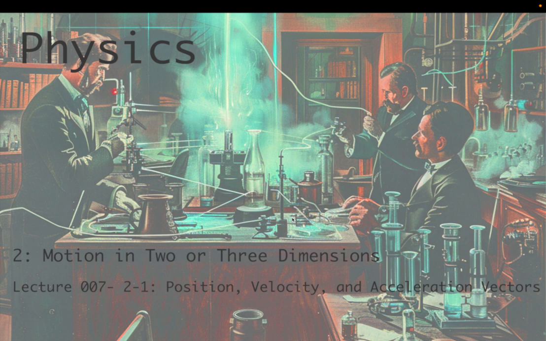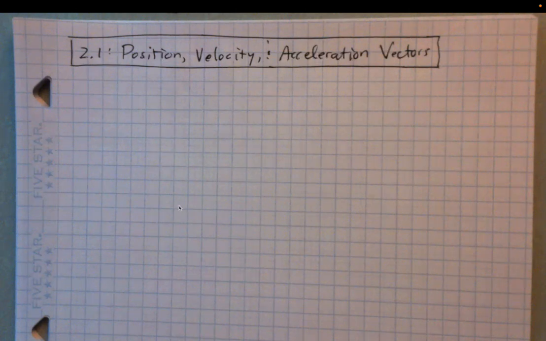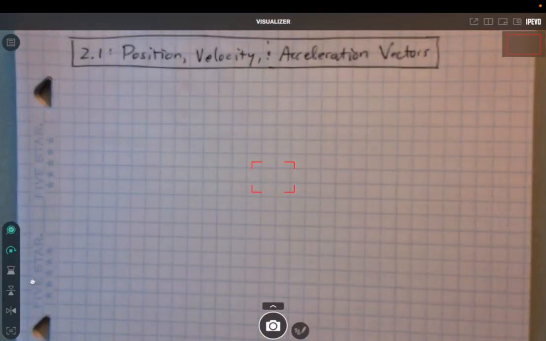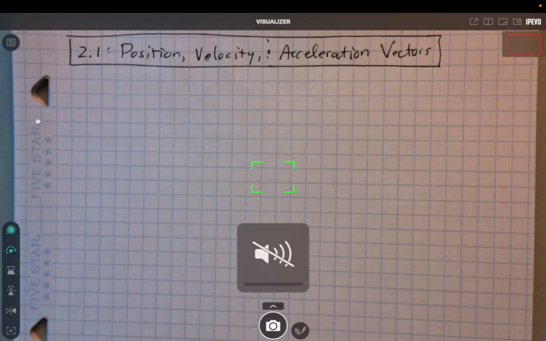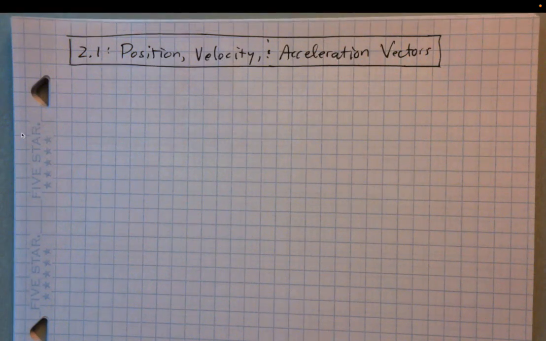And so we'll begin with this lecture, which will be position, velocity, and acceleration vectors. So just extending those quantities that we've looked at already into multiple dimensions. So let's go ahead and jump into it. We'll call this section 2.1, position, velocity, and acceleration vectors.